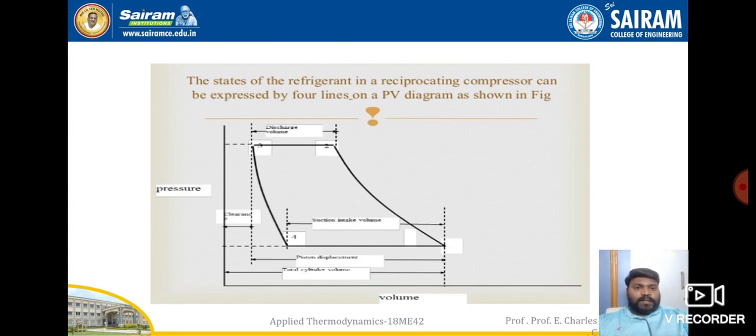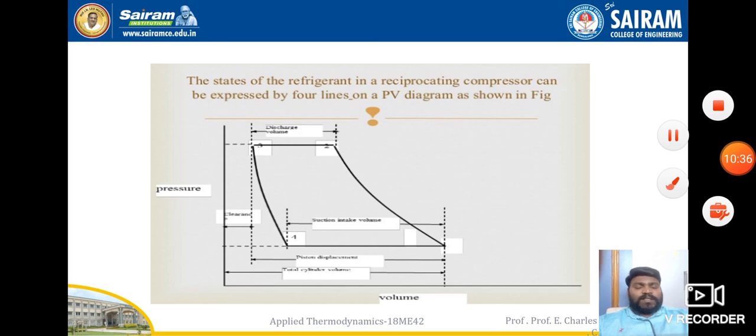The piston displacement will be from 1 to 3, the total displacement of the piston, and the total cylinder volume. So how do we define the total cylinder volume? It is clearance volume plus piston volume, which is also called stroke volume. So total cylinder volume is equal to stroke volume plus clearance volume. That is how the formula is given: total volume is equal to clearance volume plus stroke volume.